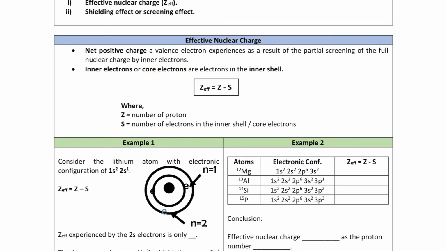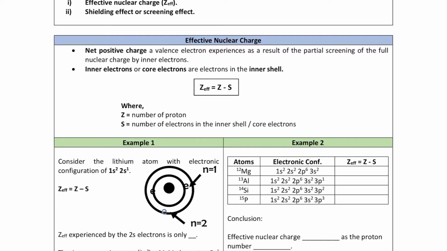Okay, so inner electron tu apa? Inner electron ataupun core electron adalah elektron yang berada di shell yang dalam lah, inner shell. For example, kalau ini shell yang kedua, that means elektron yang dekat shell yang pertama ni dipanggil inner shell. Okay, right, so effective nuclear charge can be calculated.